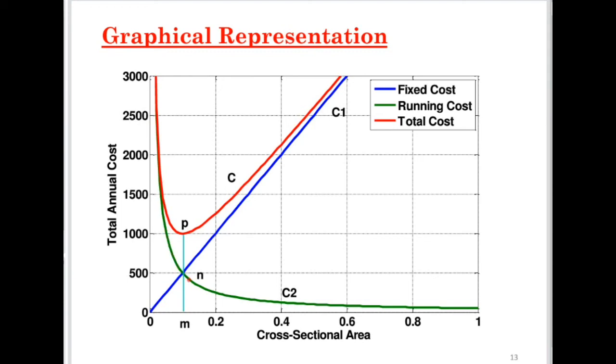And as you increase the cross-sectional area, it's a hyperbolic curve, and it goes down, down, down. But it doesn't decrease to 0. It won't, because it will have some loss all the time. So these are the two costs, fixed cost and running cost. The blue one is the fixed cost and the green one is the running cost. Now, what we said is the total cost will be the summation of these two costs, fixed cost and running cost.